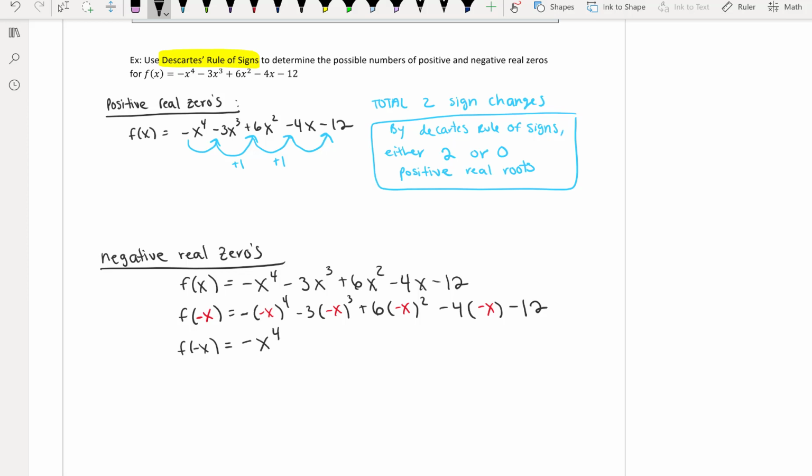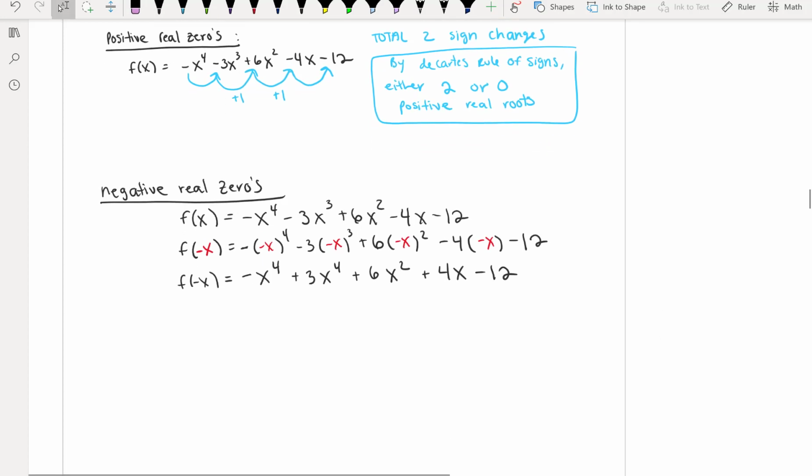Now here, a negative to the 3rd power is negative, and I have a negative 3 that's being multiplied, so a negative times a negative is a positive. So positive 3x cubed. Now here I have negative x squared, so that's going to be a positive 6x squared. And I have negative 4 times negative x, so that's a positive 4x minus 12. So now I have f of negative x.